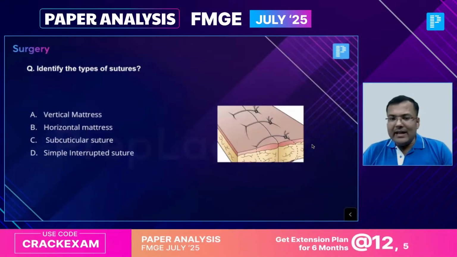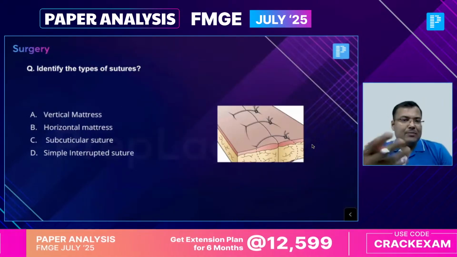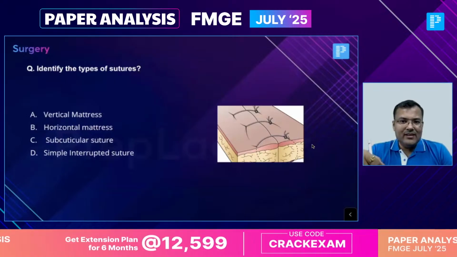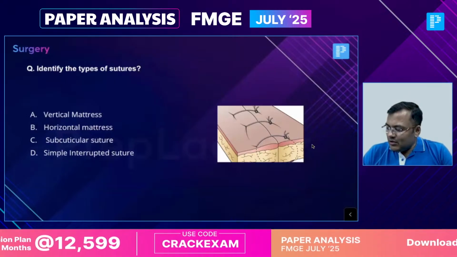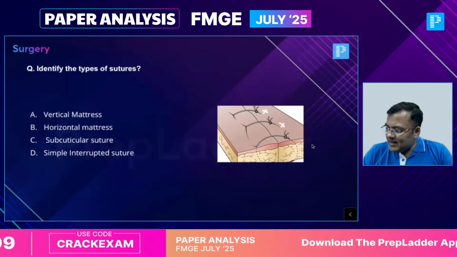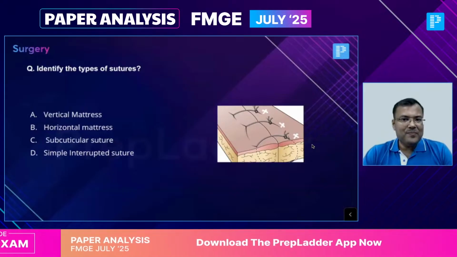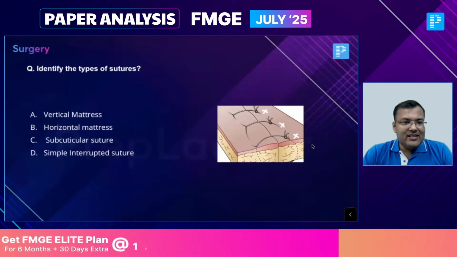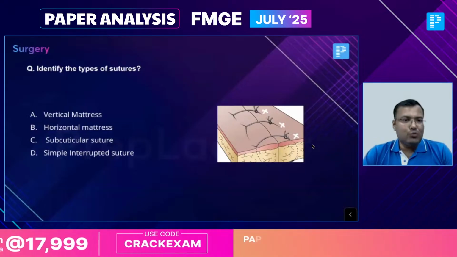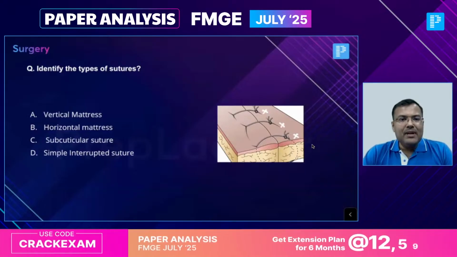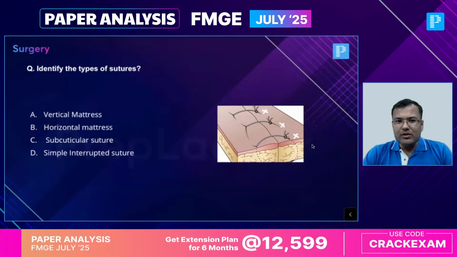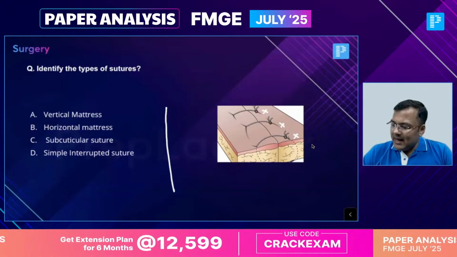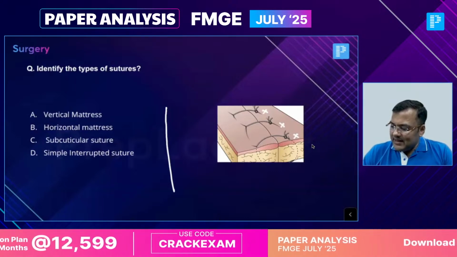Next, identify the type of suture. You all must have done suturing, tell me. Yes, you put it here, then you interrupt, then put again, interrupt, put, interrupt. Easiest question? Yes, this is a simple interrupted suture. So this is a simple interrupted suture. What happens in a mattress suture? See, this is the mattress. In the mattress, this is your incision.